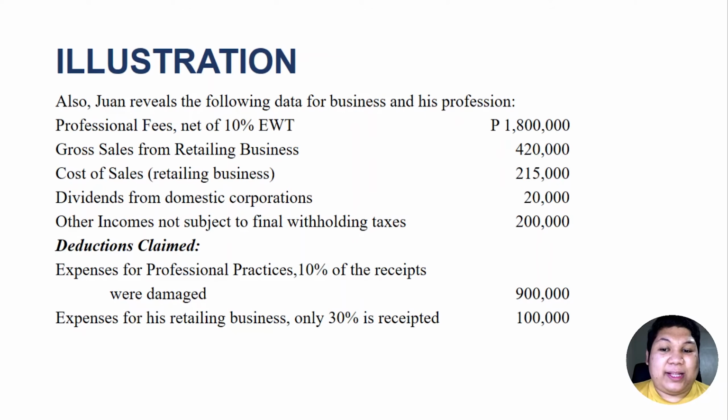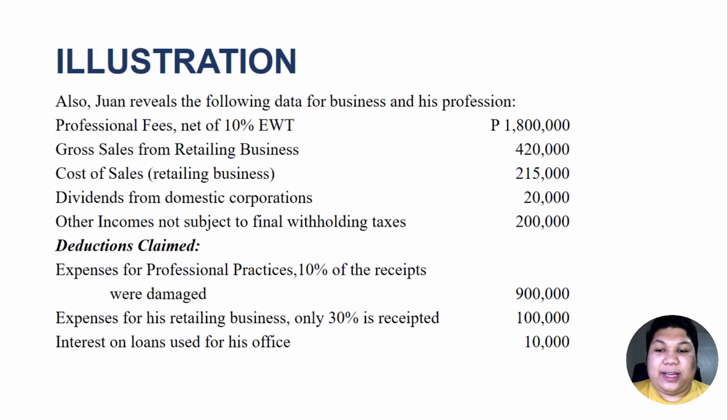And we also have expenses for his retailing business, and only 30% is receipted, and the amount is 100,000 pesos. So from 100,000 pesos, only 30% of that could be deducted because the other 70% is non-receipted. And as we have said, expenses should be substantiated in form of receipts.